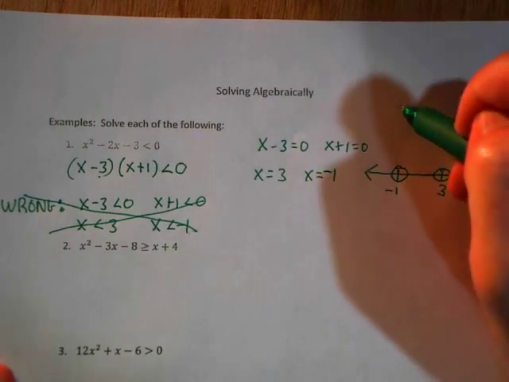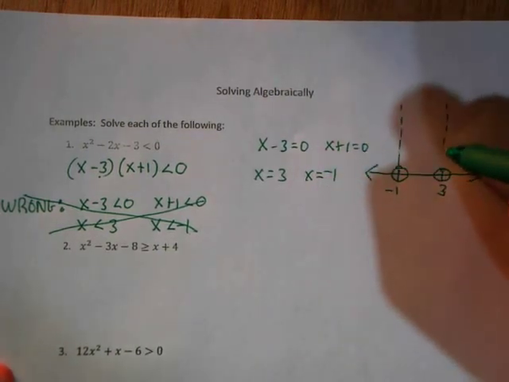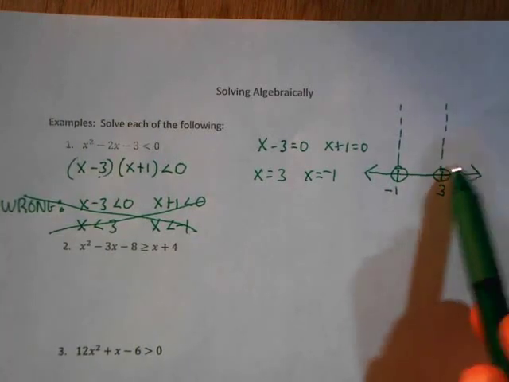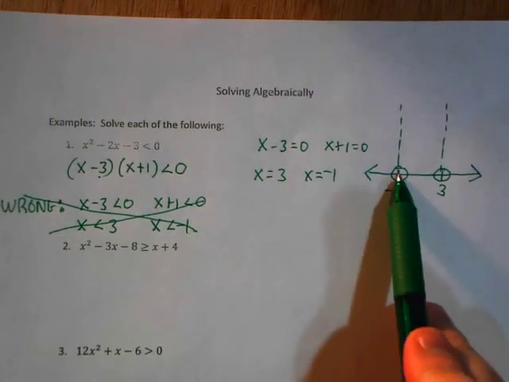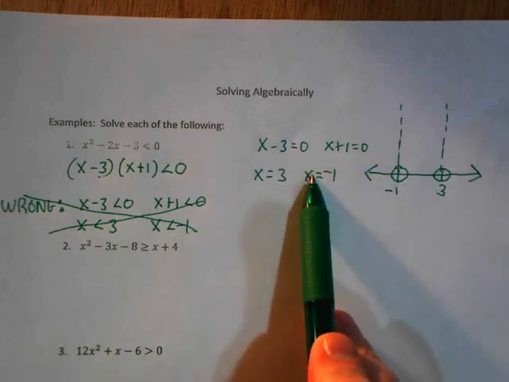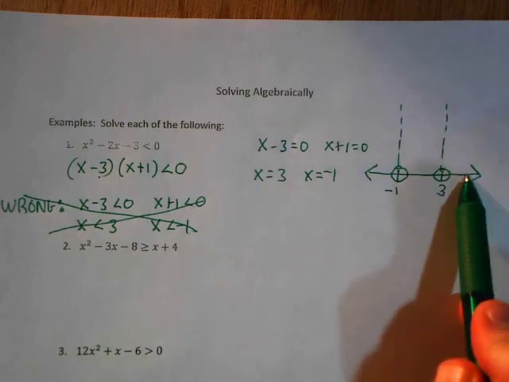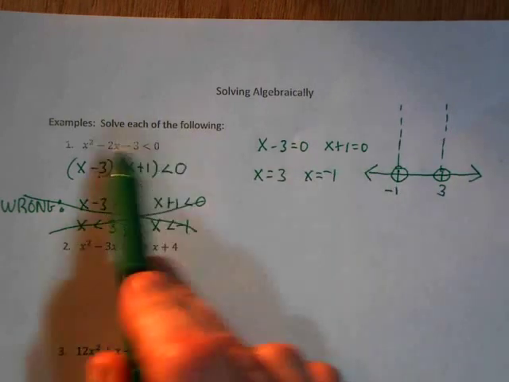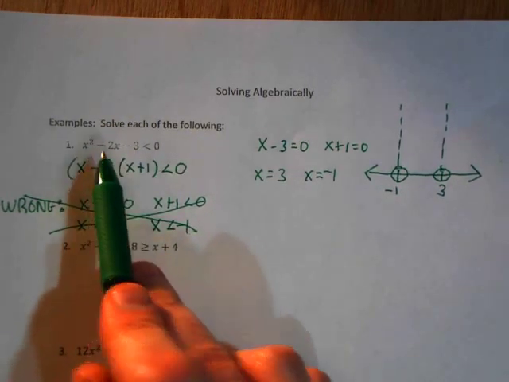What we have done is we've split the number line into 3 regions: the region bigger than 3, the region between -1 and 3, and the region smaller than -1. What we're going to do is pick a number in each region and test it to see if it works in the original inequality.